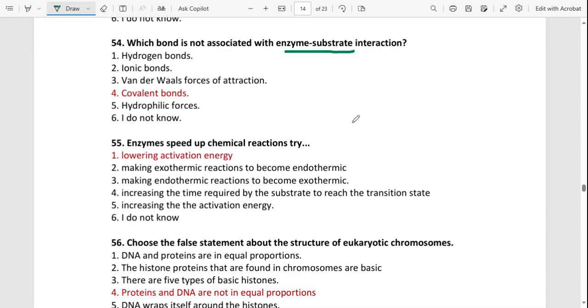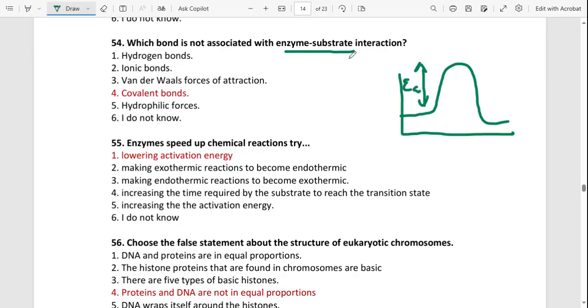Enzymes speed up chemical reactions by what the enzyme does is this. If this is the activation energy barrier, what the enzyme is going to do is come and lower this activation energy barrier. So lowering the activation energy. Making an exothermic reaction become endothermic, no. Increasing the time required for the substrate to reach the transition state, no. Transition state is the top here. It will actually reduce the time, because once you've reduced this, it takes just a little time for you to reach the top. Increasing the activation energy, no, you don't increase, instead you lower.